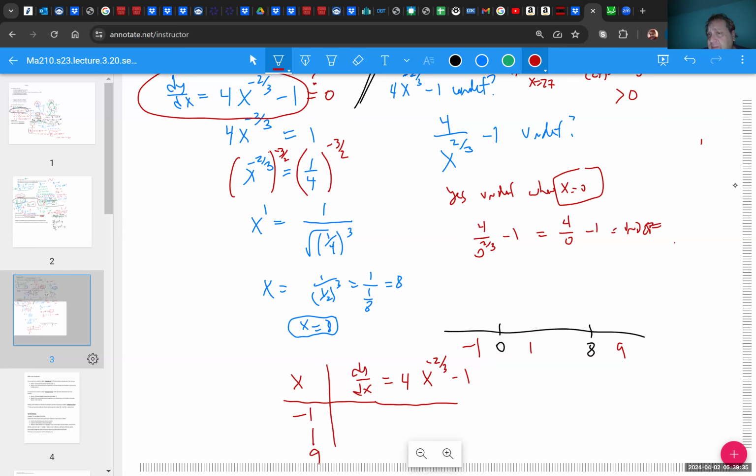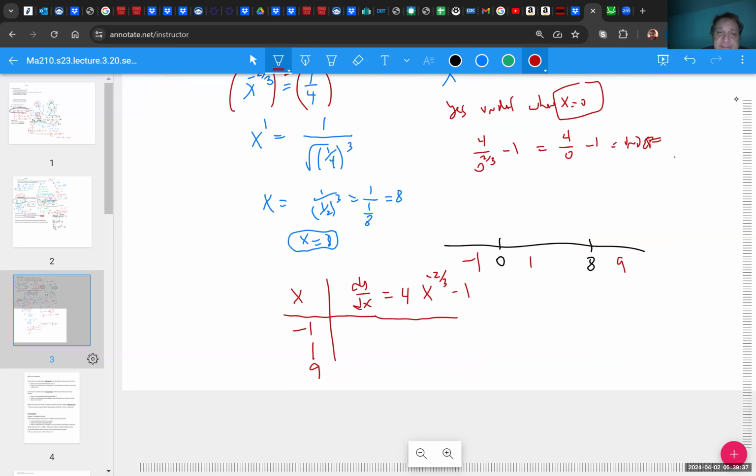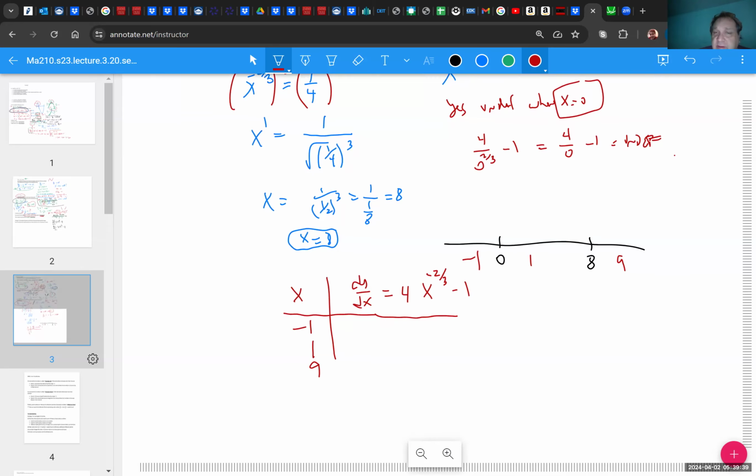And I just have to do some calculations for each of these values, right? And then I'll know increasing, decreasing. So at x equals -1, I get 4 times -1 to the negative 2/3 minus 1. Well, -1 to the negative 2/3 is +1. And then you get 4 times +1 minus 1, which is 3. So this is increasing.